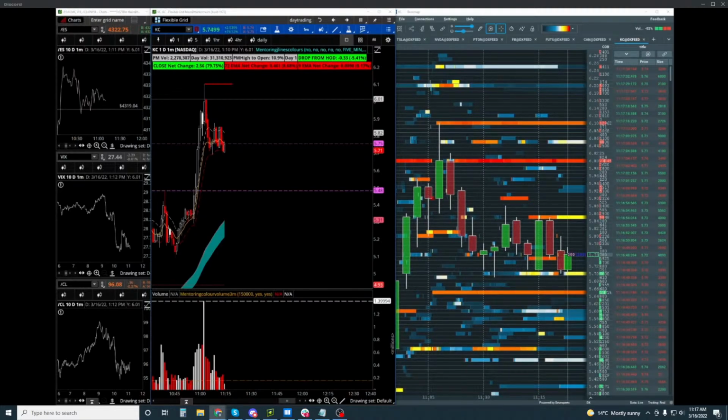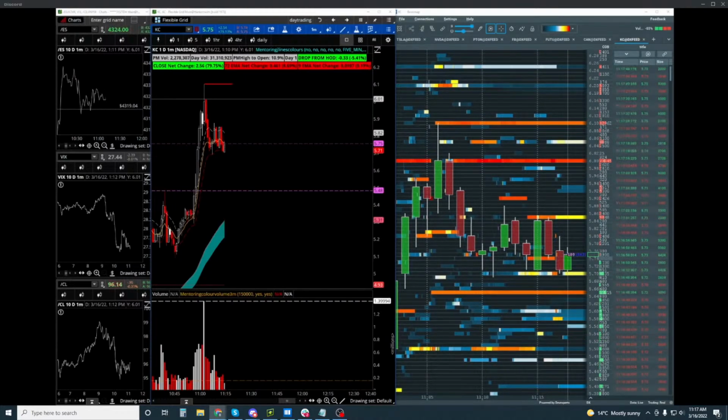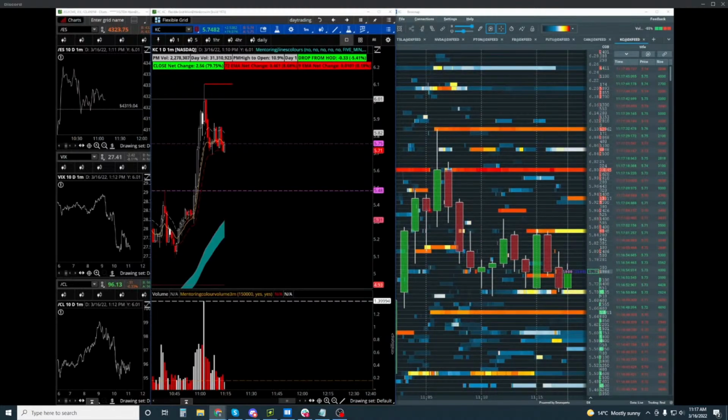I'm looking at the tape. At the first sign of support coming off, or I would say sellers on the level, on the times and sales, I'm going to get out quickly. Not even risking my break even or stop loss over here. 75, I want to see a removal of that 75.